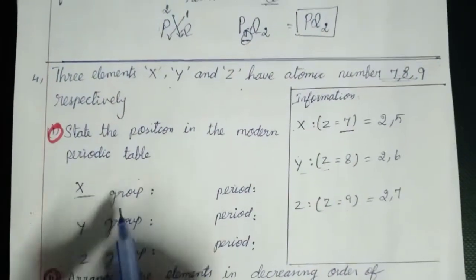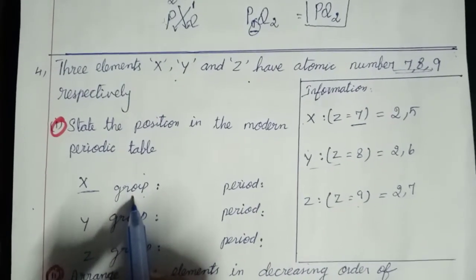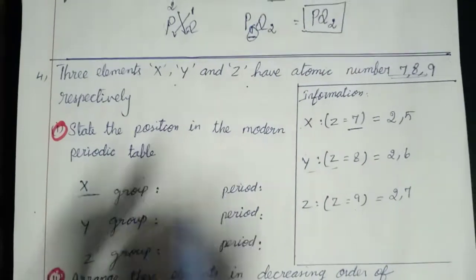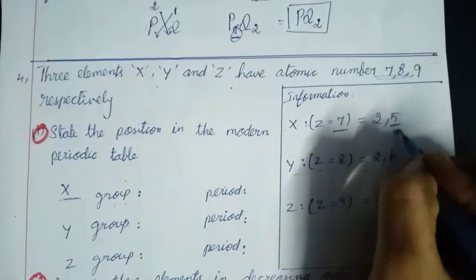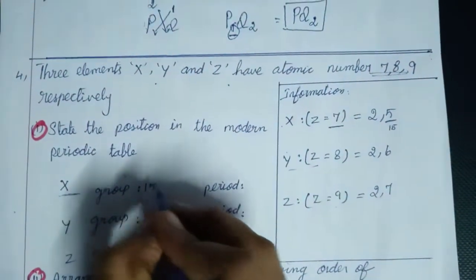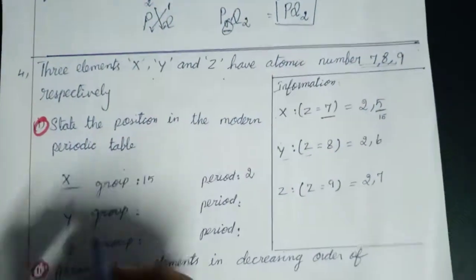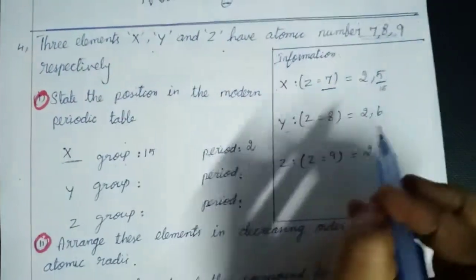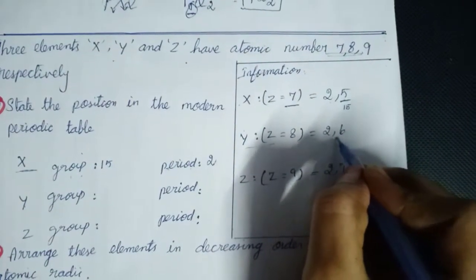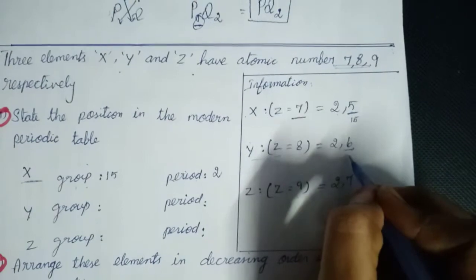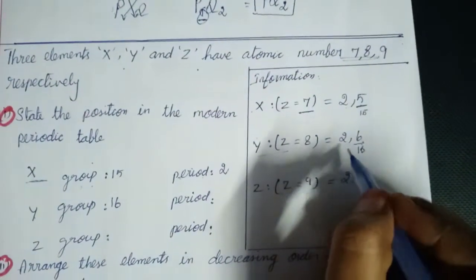X. So X belongs to which group? Group means we see the outermost electrons. So outermost shell electrons 5. So which group? 5 means it belongs to the 15th group. Group number 15. Period. Period means number of shells. 1, 2. Next Y. Y has valence electrons 6. So 6 means it belongs to the 16th group. Period, number of shells 1, 2.